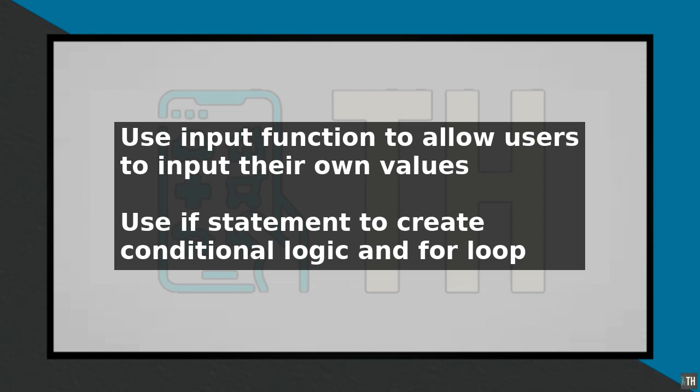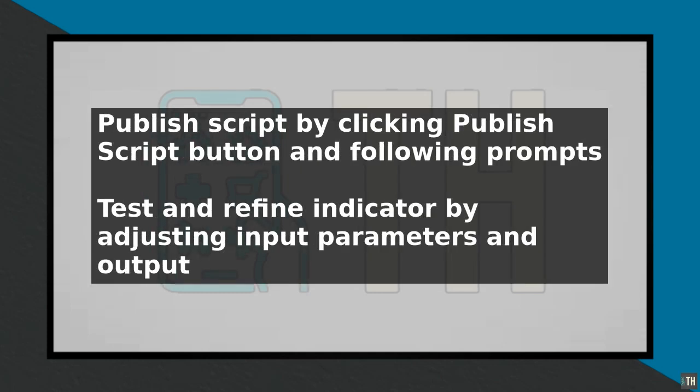You can then test and refine your indicator by adjusting the input parameters and seeing how it affects the output. To share your indicator with others, click the Publish Script button and follow the prompts to make it publicly available. When publishing your script, make sure to include a clear description and instructions on how to use it, as well as any relevant tags or categories.